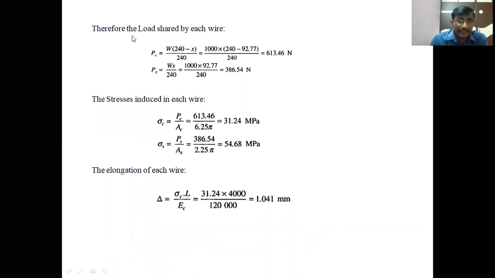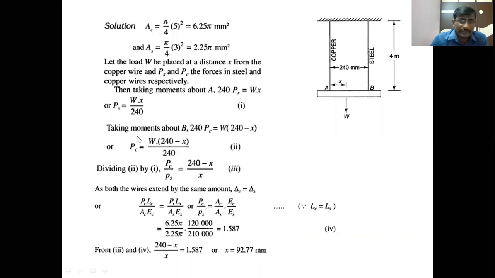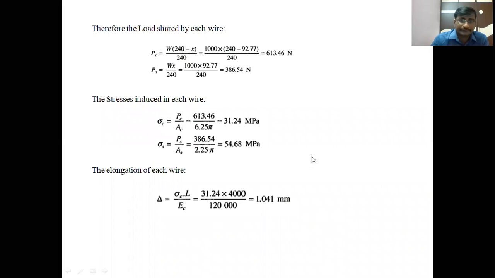You can easily understand. Therefore, the load shared by each wire, PC equal to W into 240 minus X by 240, is the load shared by the copper material. From equation 2, W into 240 minus X by 240. If we substitute X value 92.77 here, we can get PC in terms of W. W is 1000 newtons in the problem, so 1000 into 240 minus 92.77 divided by 240. Then the load shared by the copper wire is 613.46 newtons.